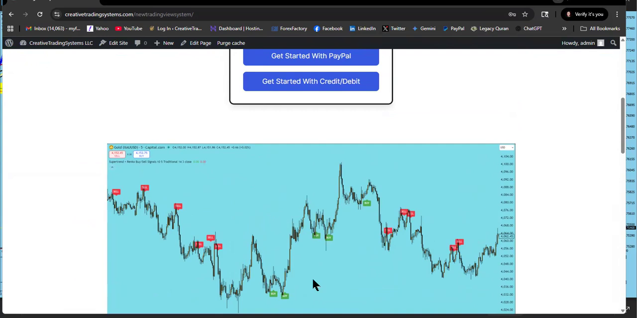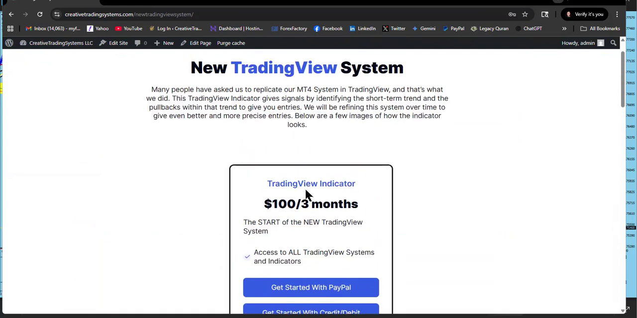So we've been testing on gold, and basically these are not rainbow candles. These are regular candles, and you can use it on TradingView. This is a TradingView chart, by the way. So if you want to try it, just come to this website and take it.